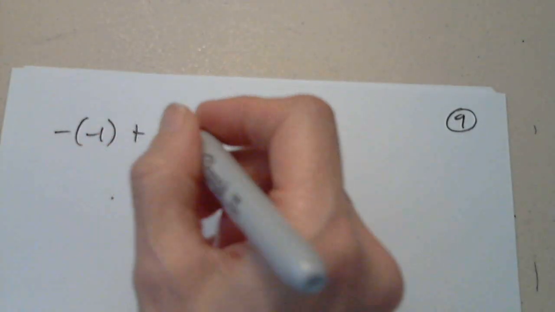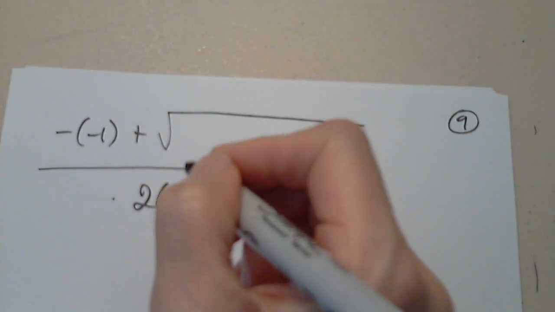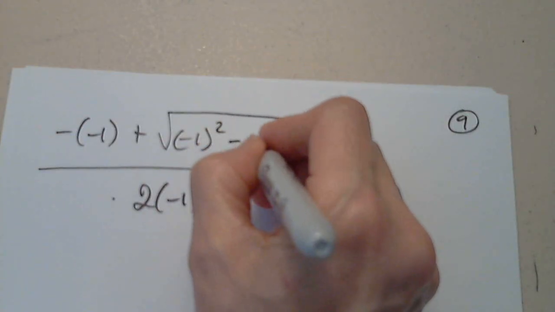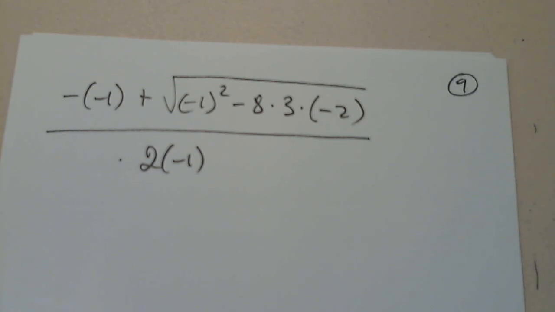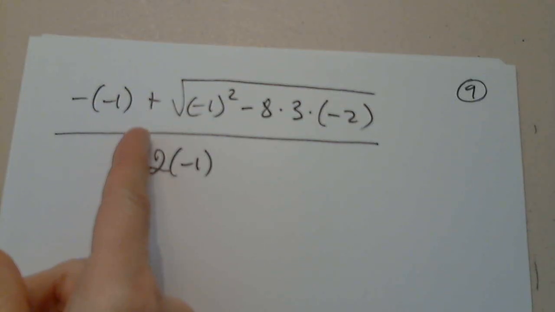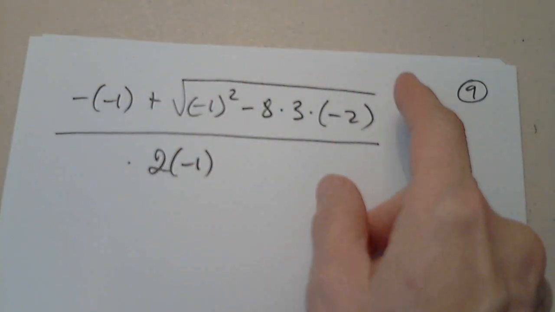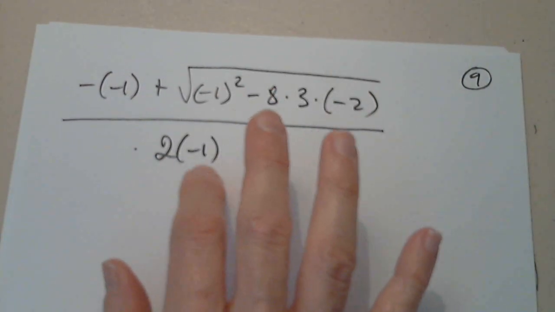Ooh, this one looks intimidating. So negative 1 plus 2 times negative 1. Negative 1 squared minus 8 times 3 times negative 2. This is a good example because this is the quadratic formula. We haven't discussed it yet, so you'll see it. Okay. So we have negative outside, and in parentheses negative 1, and then plus the square root, and then negative 1 squared minus 8 times 3 times negative 2. Everything divided by 2 times negative 1.